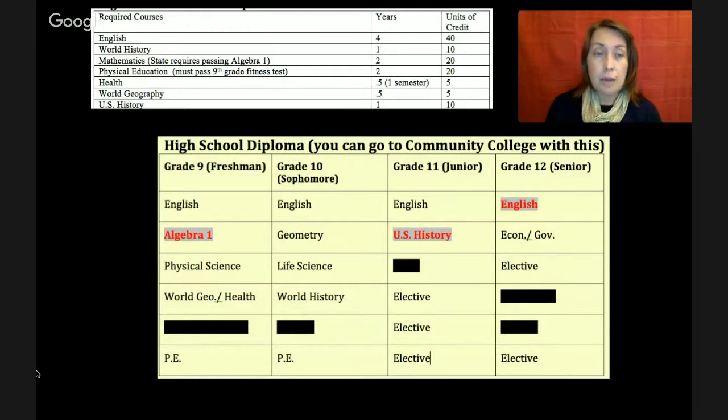The next item on page 2 is PE, physical education. Along with taking 2 years of PE, which I have in 9th and 10th grade, you must pass the 9th grade fitness test.